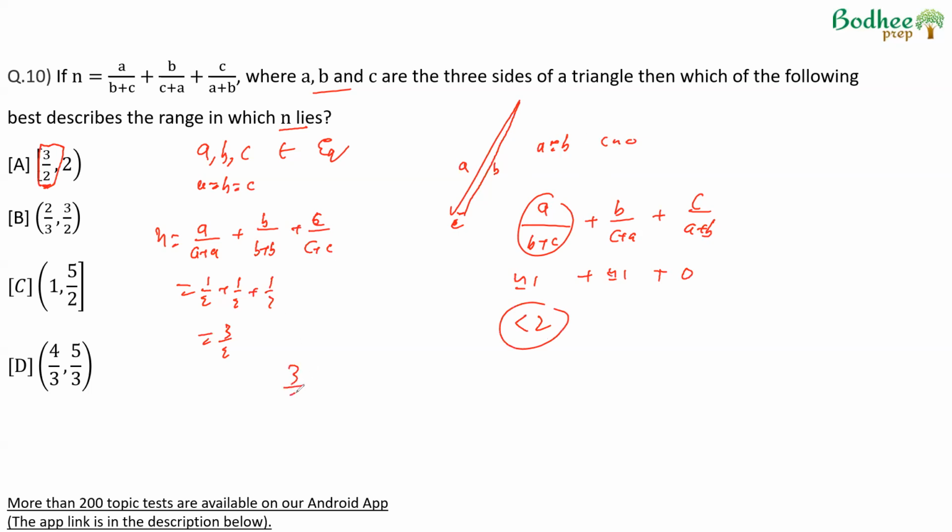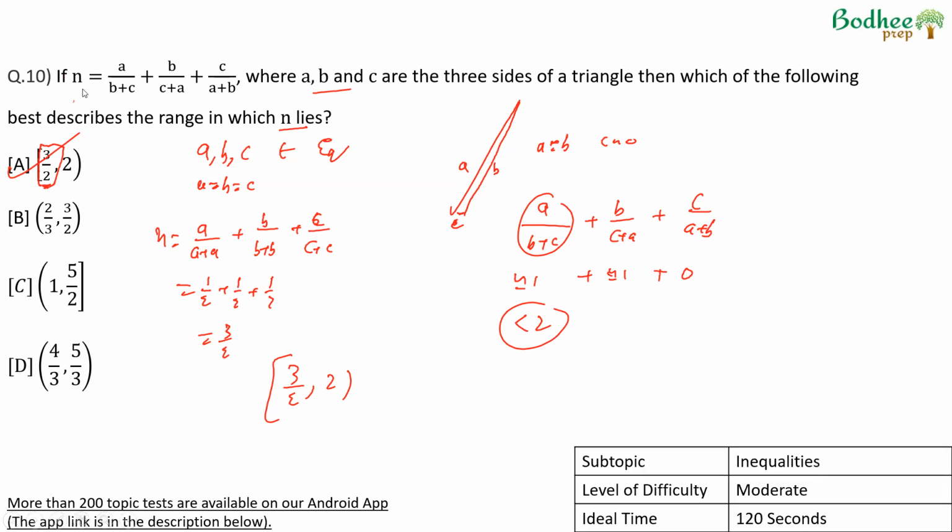And therefore, the overall range will lie from 3 by 2 included to just less than 2. Option A becomes my answer. We are looking at different cases, two extremes being when A and B are completely different values versus when A, B, C are very similar values. I think moderate to difficult question, 2 to 2.5 minutes to solve. Unless you know where you're going, you will have to make multiple cases, which will take time.